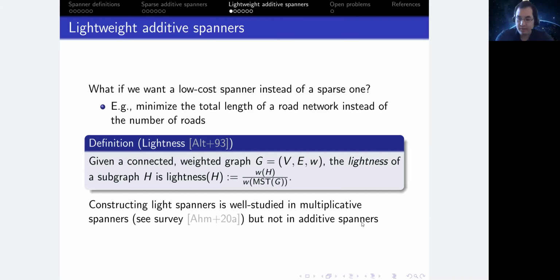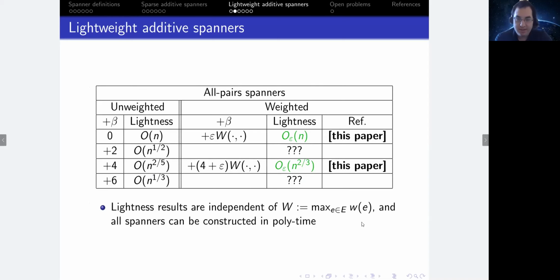additive setting. So the following table contains the second set of results in this paper that state that every weighted graph has a plus epsilon W spanner with roughly O of n lightness up to some epsilon term. That's about the best that you can possibly do. We also show that every weighted graph has a plus 4 plus epsilon W spanner with roughly n to the 2/3 lightness, and this lightness bound could possibly be improved.